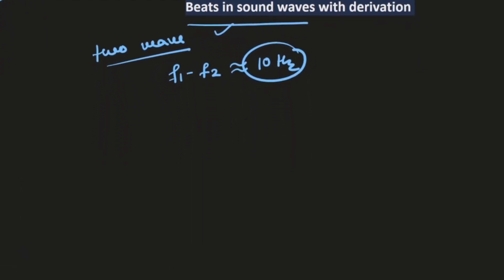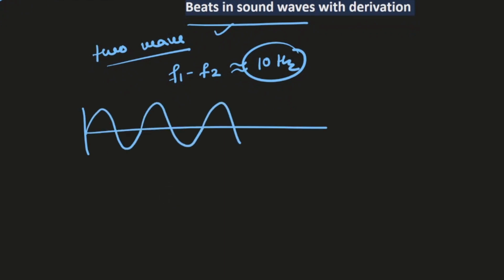So let's say we have a wave, let's describe one wave, this one. Let's take this as 1 second. Okay, so what is the frequency? The frequency is the number of oscillations generated by the wave in 1 second. So one cycle complete, 2 cycles, 3 cycles, 4 cycles. The frequency of the first wave is 4 hertz.